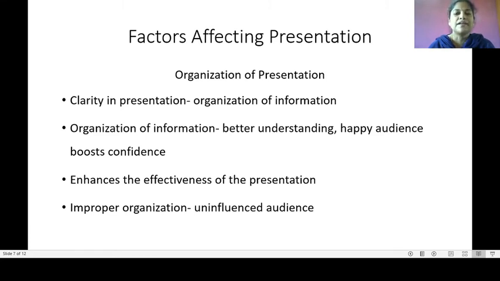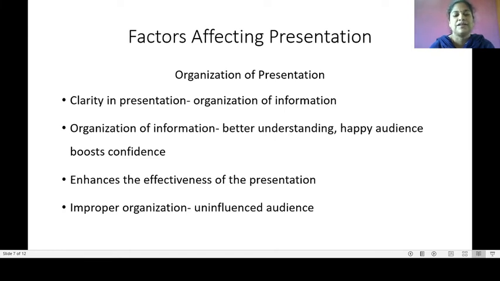If you organize the information, it leads to clarity. You're very clear in your thoughts, what you're going to talk about, what you're going to present. This clarity gives confidence to the speaker. Clarity in presentation is a result of organization of information.